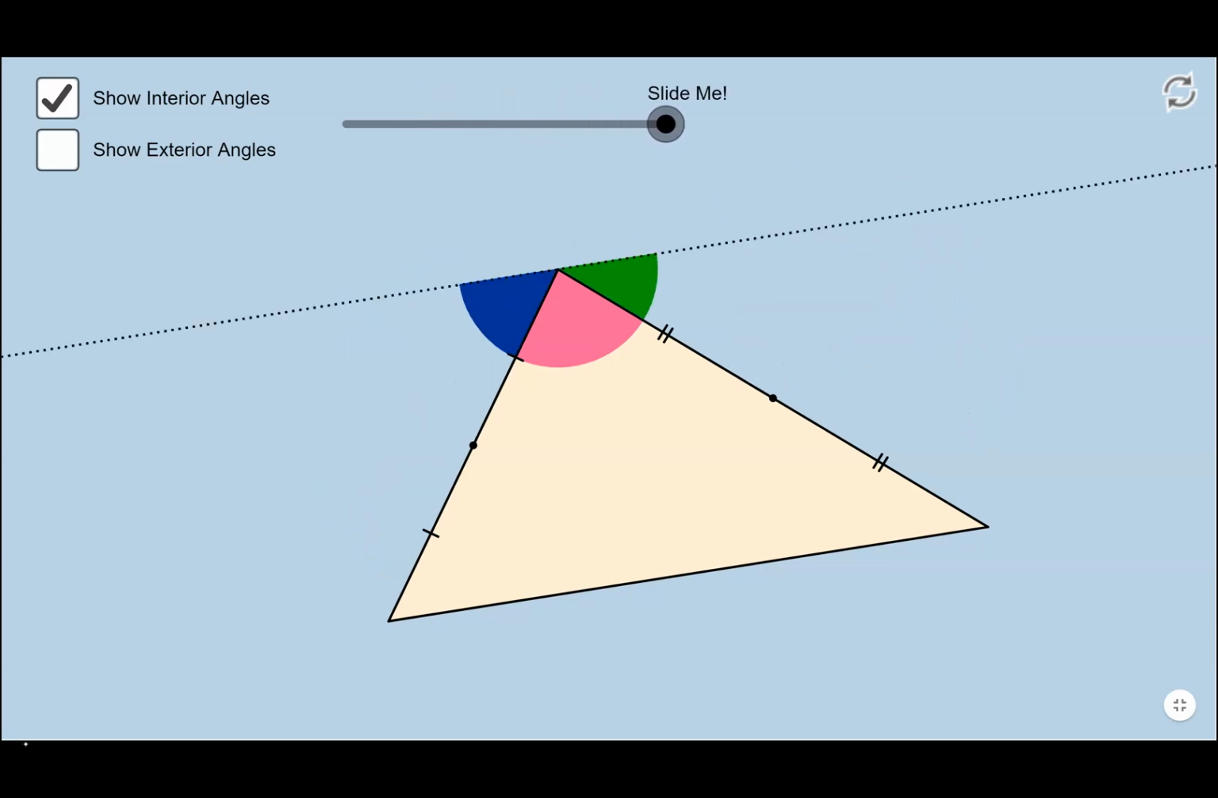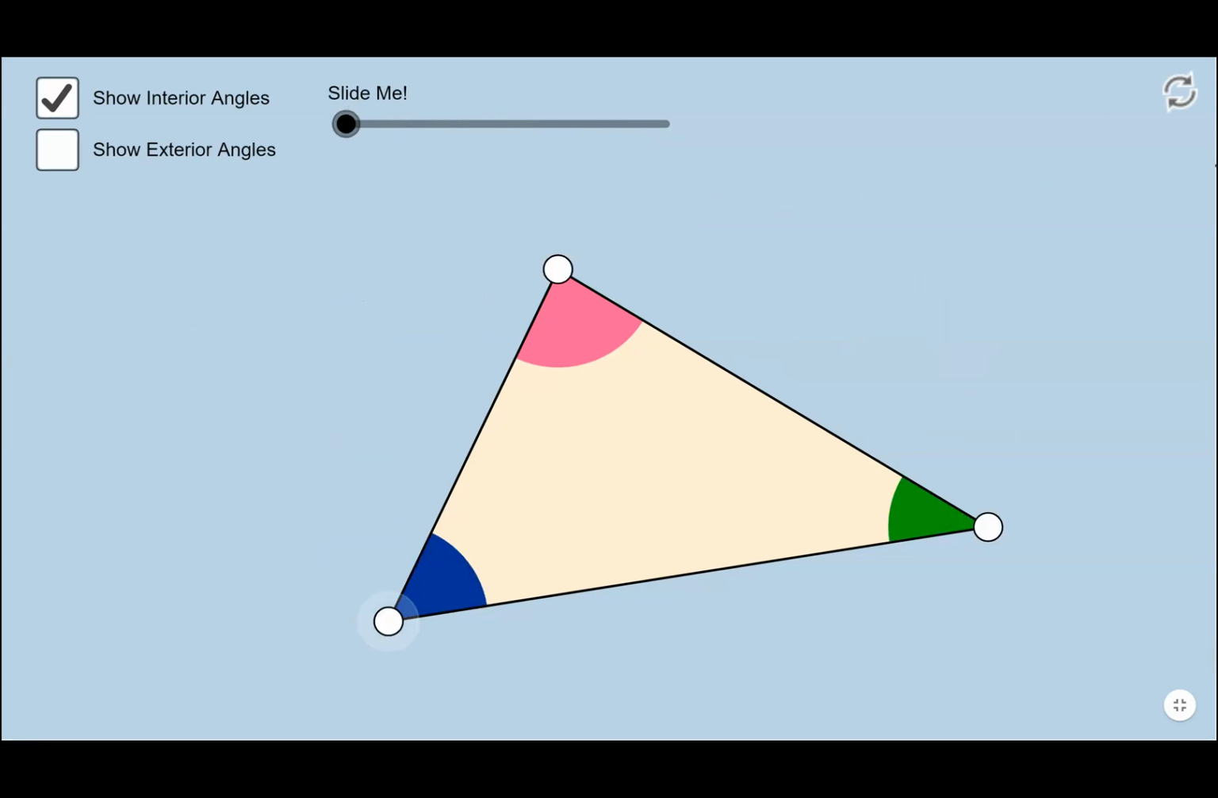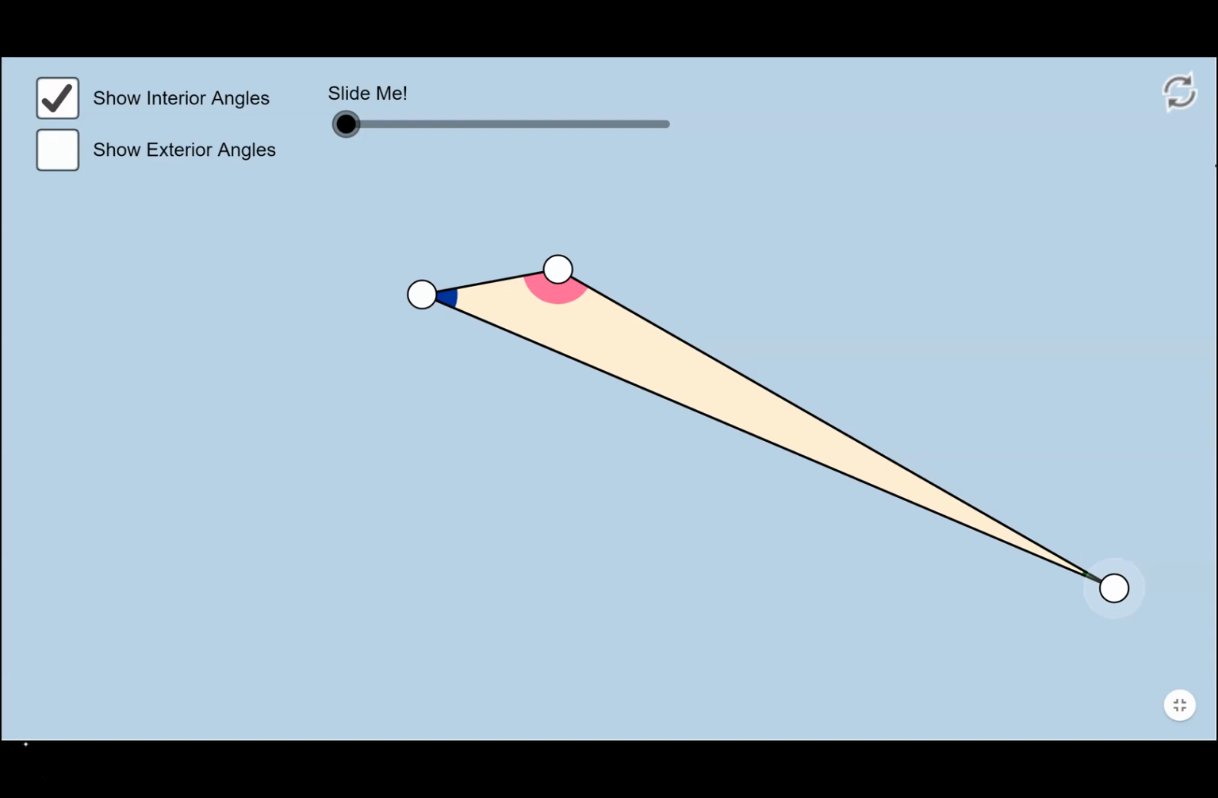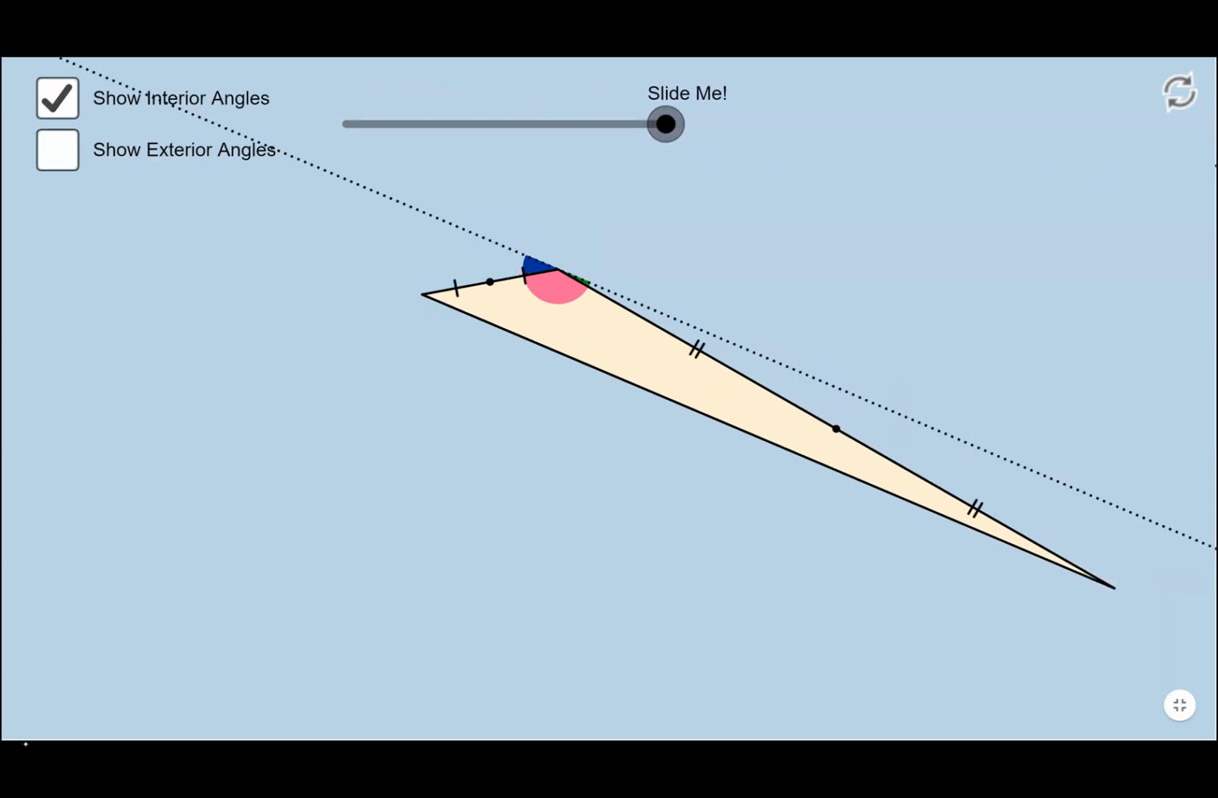Bam. It makes a full straight angle, 180 degrees. Let's make a new triangle. Let's make it really squishy. You can be like, well, sir, I don't think this is going to be 180. Well, whoa. It is indeed 180.